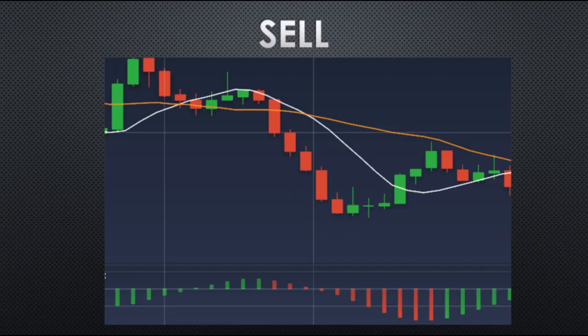Sell. To sell, a red bar must appear below the middle line of the Awesome oscillator. Also, the bigger that bar is, the better, since it indicates that the price is about to fall more strongly. In addition, the white moving average must cross the orange moving average from top to bottom.